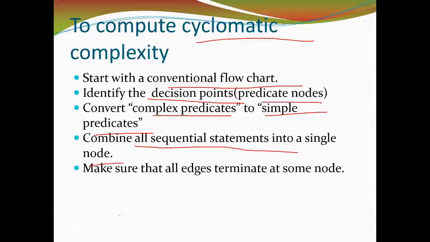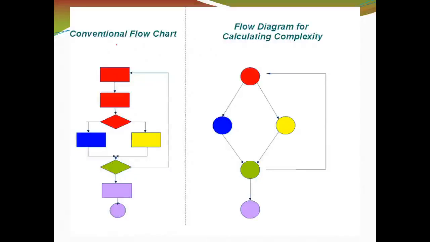So make sure that all edges terminate at some point. When you are drawing the control flow graph, make sure that all the edges, the flow, should terminate to some node. You need to show that termination to some node. Now let us see the difference between flowchart and control flow graph.